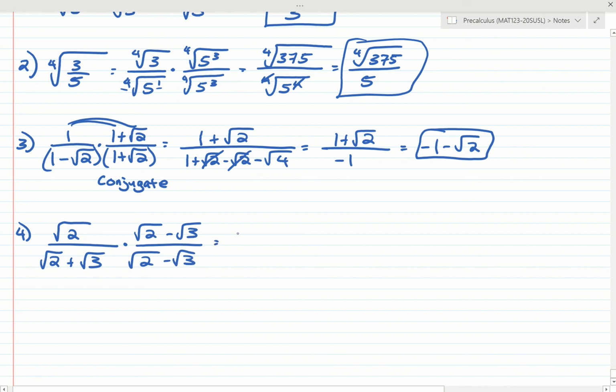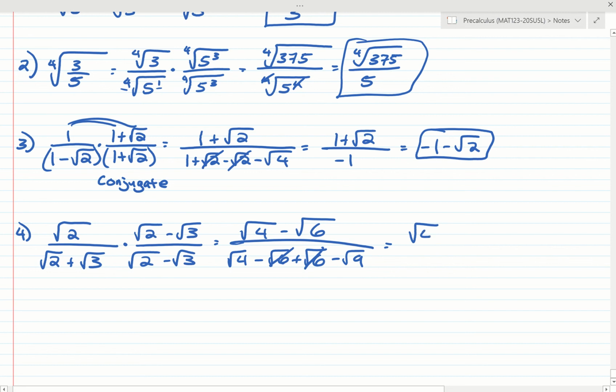We don't care about the top. It's just going to be the square root of 4 minus the square root of 6. In the denominator, we'll get the square root of 4 minus the square root of 6 plus the square root of 6 minus the square root of 9. These cancel. The top is just the square root of 4, which is 2, of course. So we get 2 minus the square root of 6 over 2 minus 3, giving us the answer negative 2 plus the square root of 6.